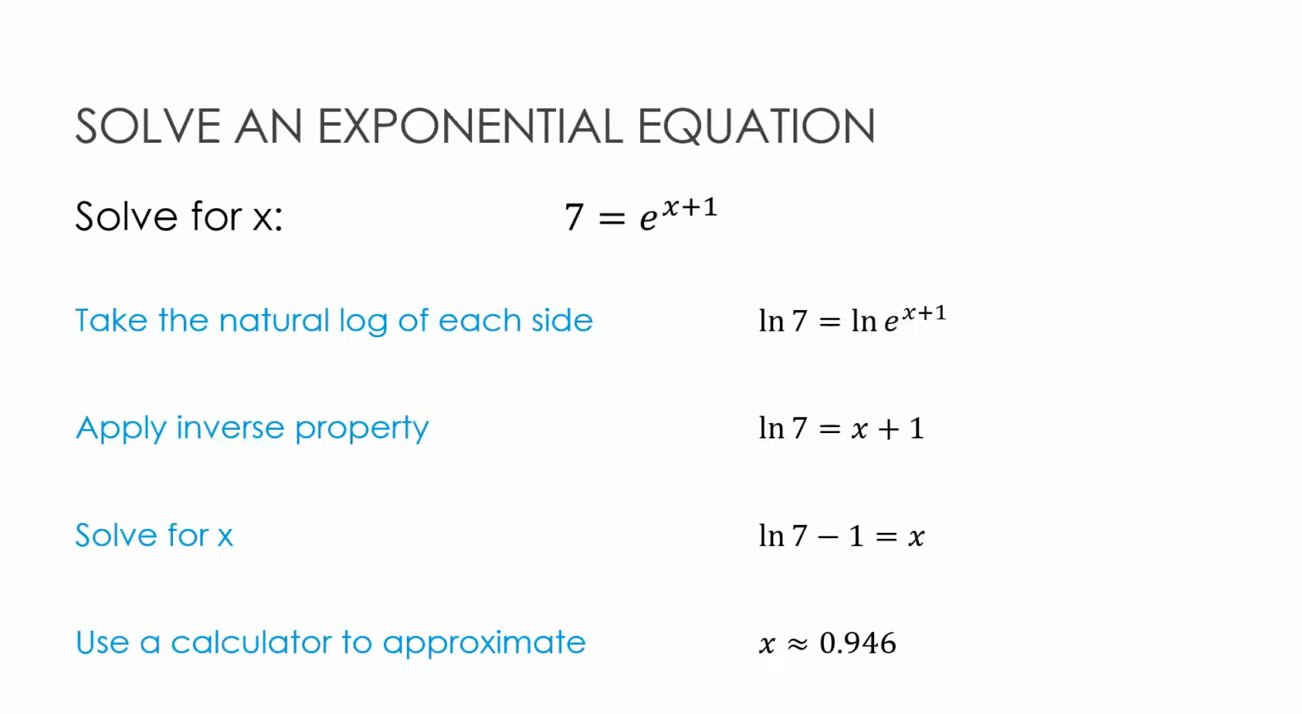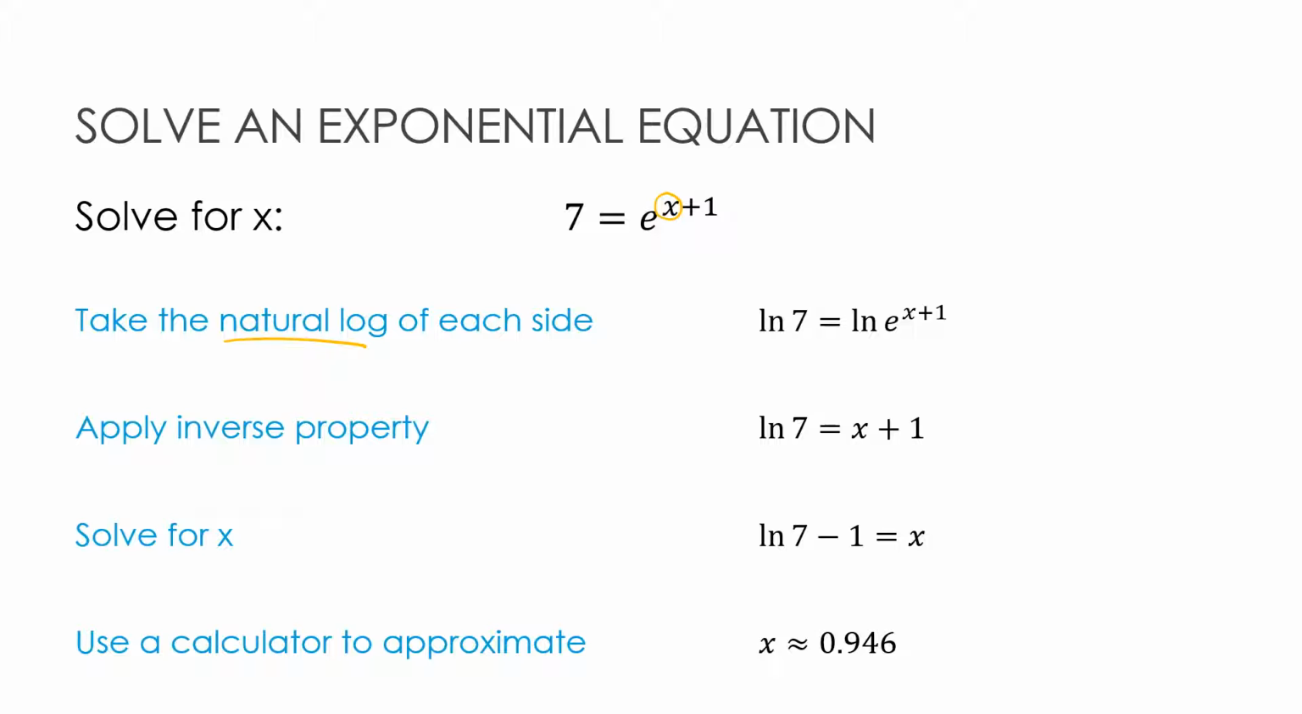So let's work through the steps on how to actually solve an exponential equation. It's going to be a lot of the same things that we've just talked about. Keep in mind when I'm talking about solving, I'm saying I want x all by itself. So the first thing I'm going to do is, I don't like the fact that x is an exponent because it's hard to work with it when it's up there. I'm trying to get rid of the exponent. So first I'm going to take the natural log of each side. So natural log of 7 equals natural log of e to the x plus 1.